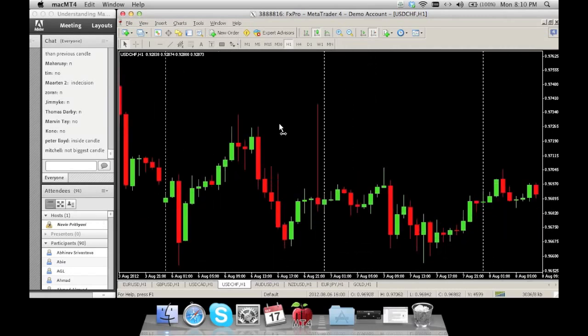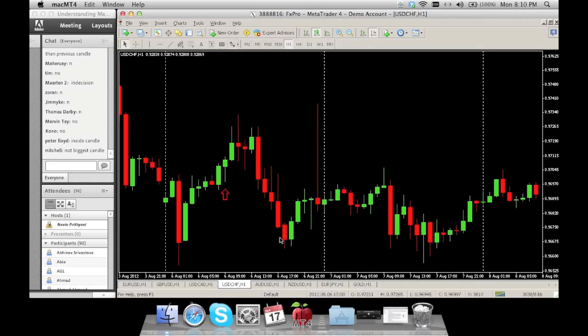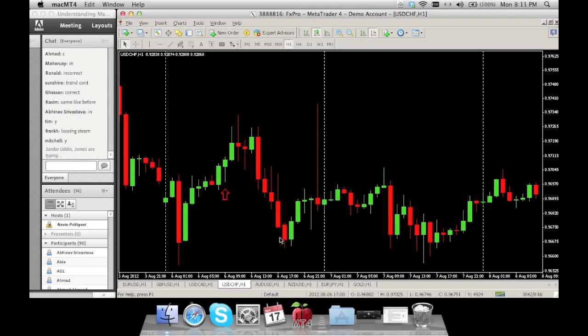So let me see if this is this candle. What do you guys say? Correct or incorrect? Okay, we have a lot of answers. Okay, no wick underneath, supporting trend continuation.